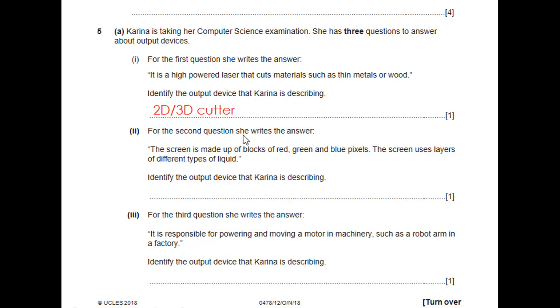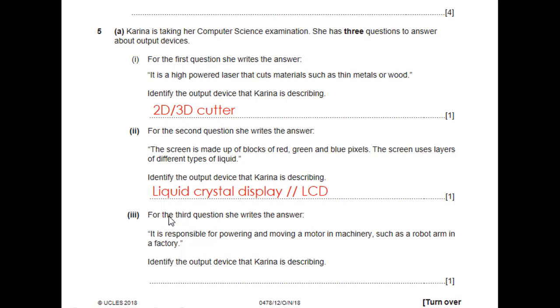Now she needs to think of a screen as made of blocks of red, green and blue pixels. The screen uses layers of different types of liquid. Again, the clue is in the title here, liquid. We know there's a few different types of screen, but when it uses liquid, it's a liquid crystal display or an LCD screen.